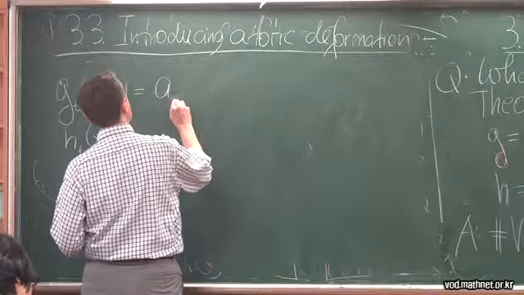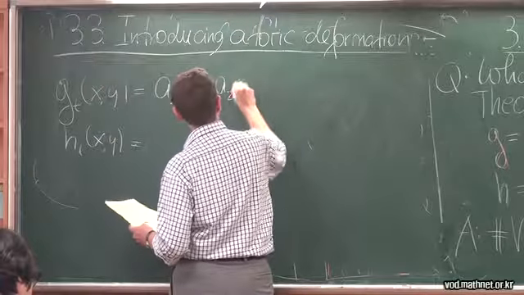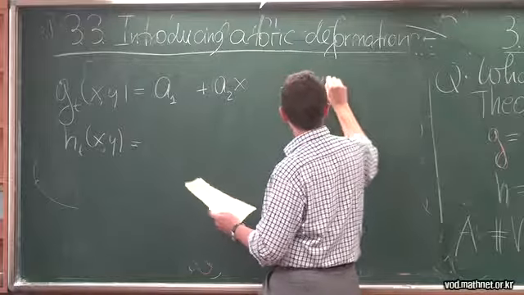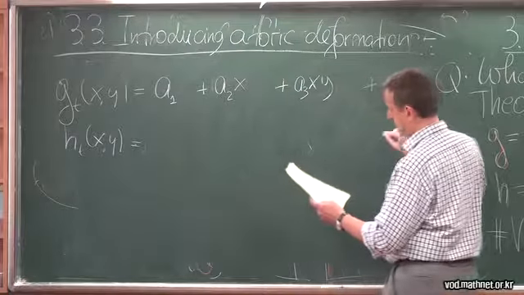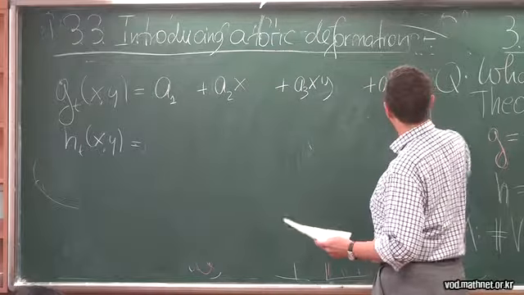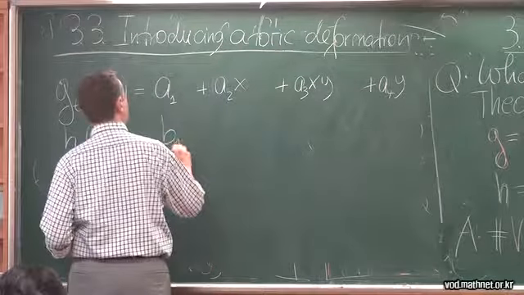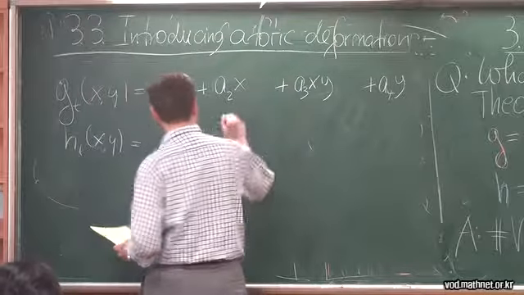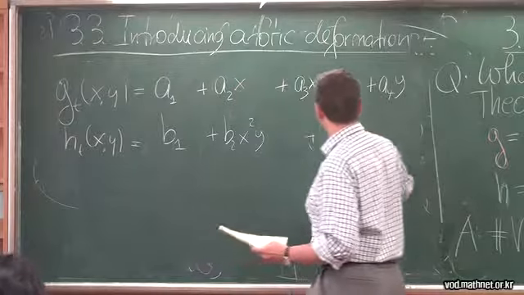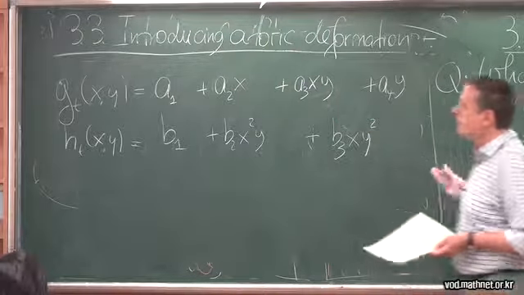So the first equation was a1 plus a2x plus a3xy plus a4y. That was the first equation. And then we had b1 plus b2 x squared y plus b3 xy squared. So this is the problem we want to solve.